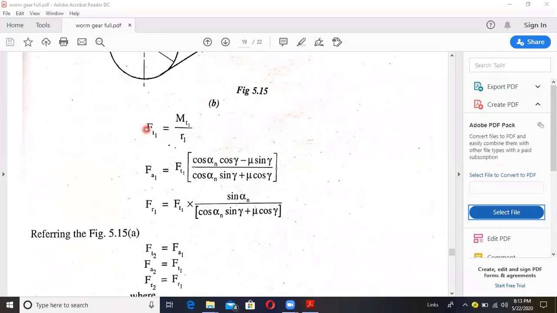So Ft1 is nothing but the tangential force acting on the worm. It can be calculated by using this formula. Fa1 is nothing but the axial force acting on the worm. By using this formula, we are going to calculate the axial force. Here Ft1 is the tangential force, from this we are going to substitute. Alpha is nothing but the pressure angle, gamma is nothing but the lead angle, and mu is nothing but the coefficient of friction. Next, Fr1 is nothing but the radial force acting on the worm. So these are the three formulas we are going to use to calculate the tangential force, axial force and radial force acting on the worm.